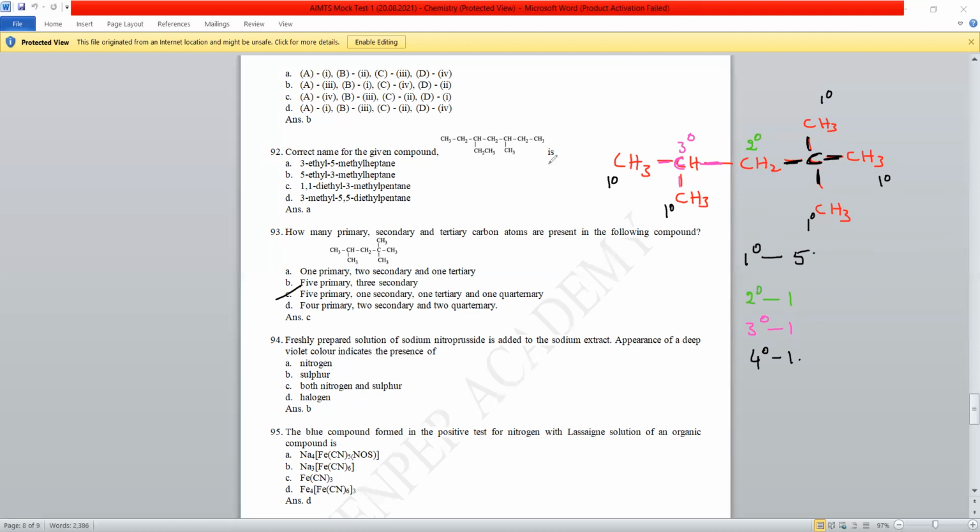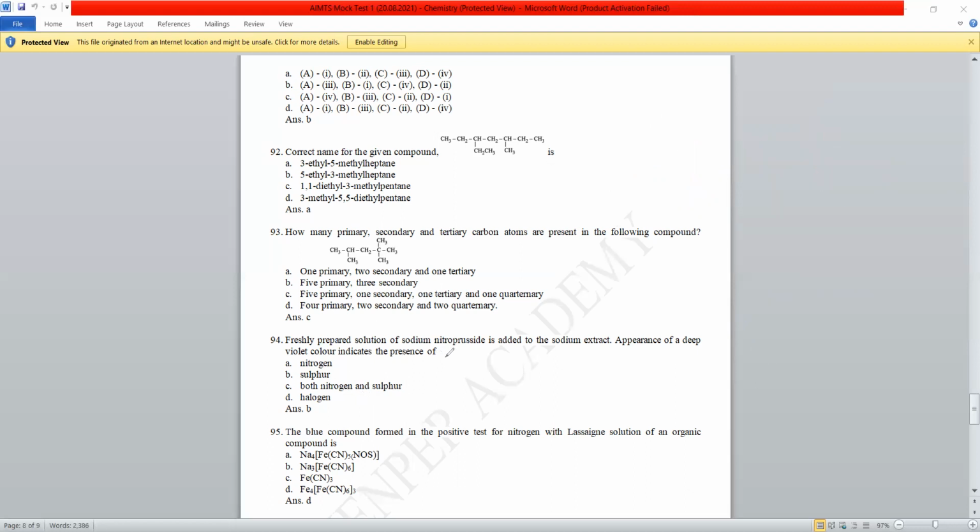Next, question number 94, students. Freshly prepared sodium nitroprusside solution is added to the sodium extract. The appearance of deep blue violet indicates the presence of what? So what is the identification test for the sulfur group? What reaction will we see?